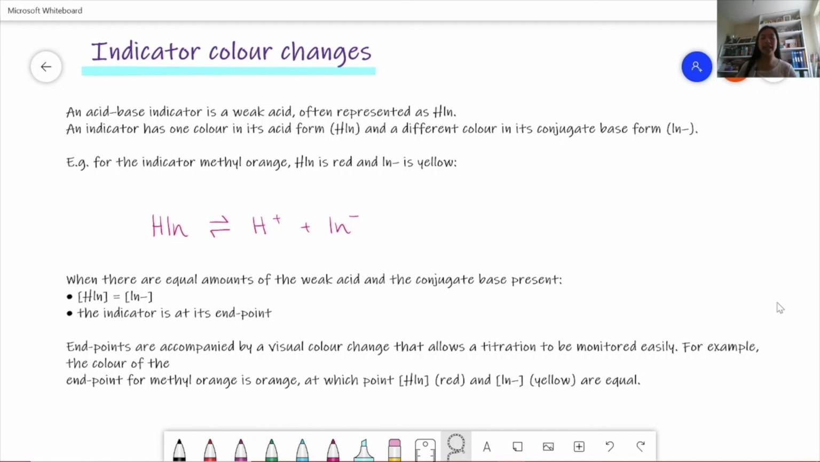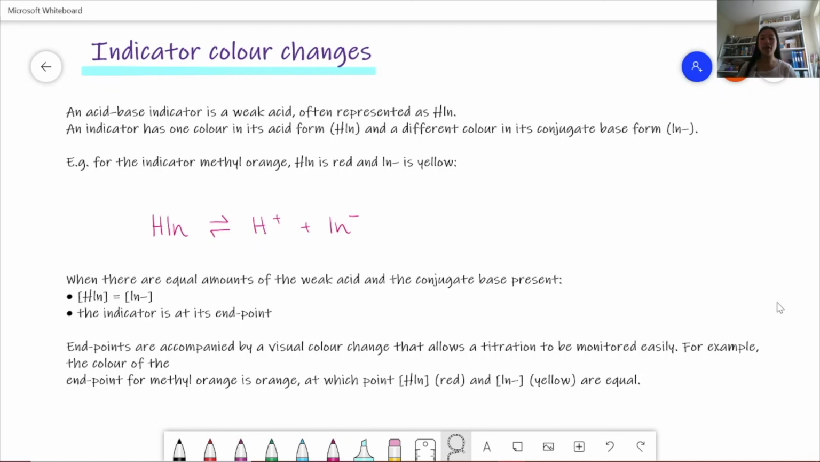Indicator colour changes can be explained in terms of equilibrium. So an acid-base indicator is a weak acid, and this is often represented as HIn. An indicator has one colour in its acid form, so HIn, and a different colour in its conjugate base form of In-. So for example, for the indicator methyl orange, HIn is red and In- is yellow. When there are equal amounts of the weak acid, HIn, and the conjugate base, In-, the indicator is at its endpoint. Endpoints are accompanied by a visual colour change that allows the titration to be monitored easily.